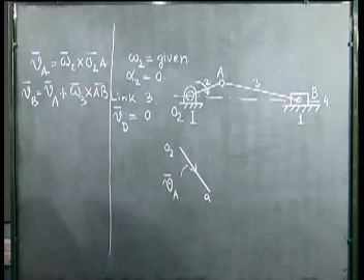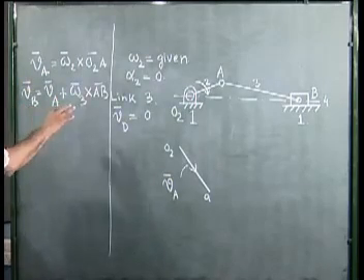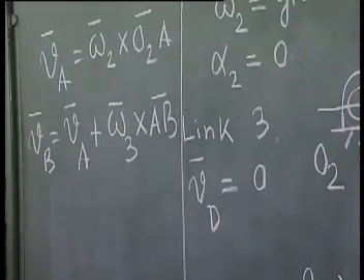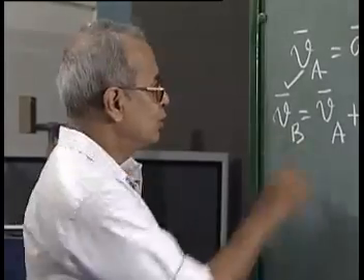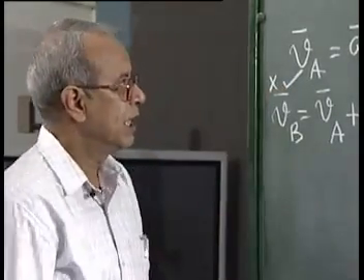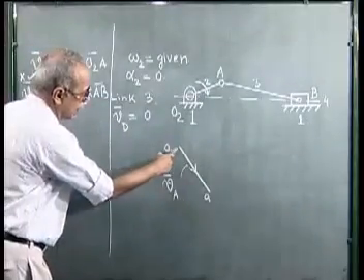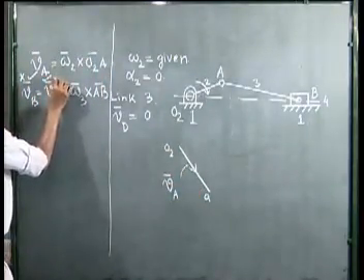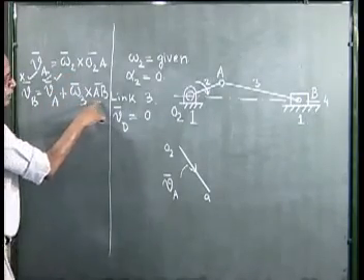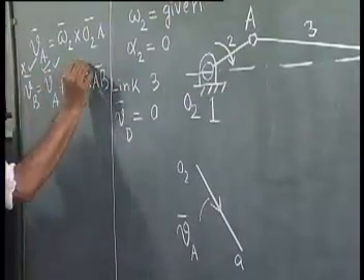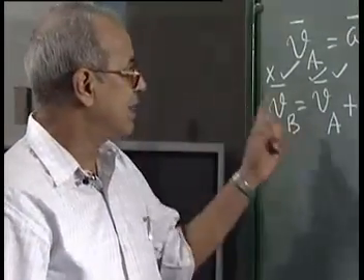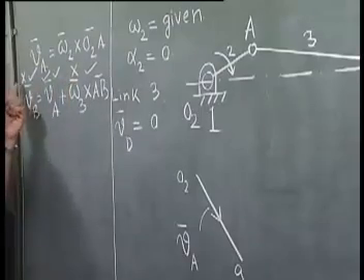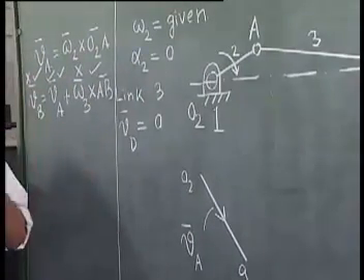As we said earlier, before trying to draw the velocity of B, let us verify that this vector equation does not have more than two unknowns. For the velocity of B, we know the direction, that is horizontal, but we do not as yet know the magnitude. Velocity of A has been completely determined and has also been drawn, so this is completely known. Omega 3 cross AB is perpendicular to AB, so I know the direction of this vector, but I as yet do not know the magnitude. So this vector equation has two unknowns as represented by these two crosses. So this equation now can be drawn graphically.